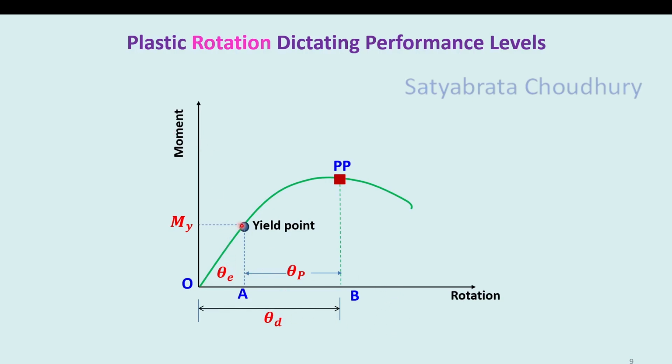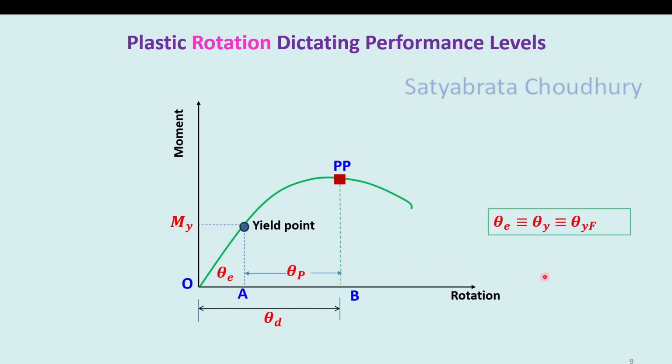So at this point you have the yielding, so it is the yield moment My, and the corresponding displacement here at A, which is the yield displacement, which we have written as delta E, the maximum elastic displacement, or yield displacement. Beyond this point A, whatever displacement or rotation is visible here are the plastic rotations. So this is theta P, plastic rotation. So obviously theta D consists of theta Y and theta P.